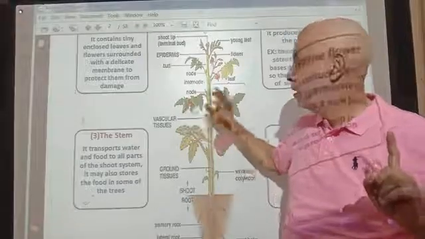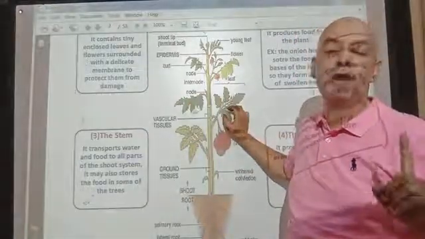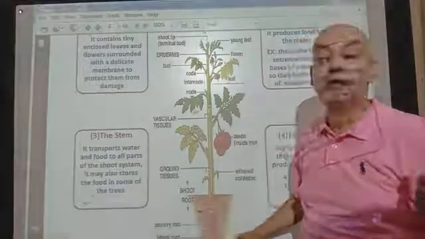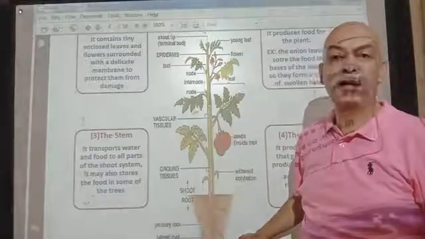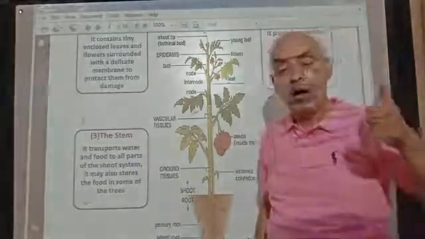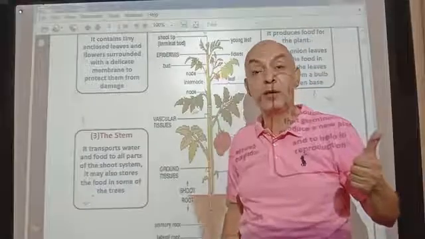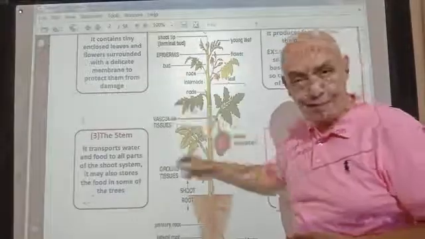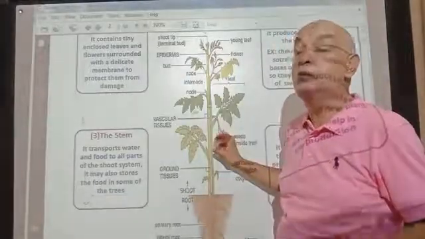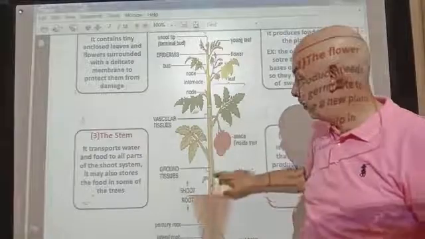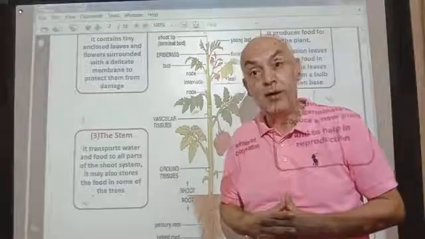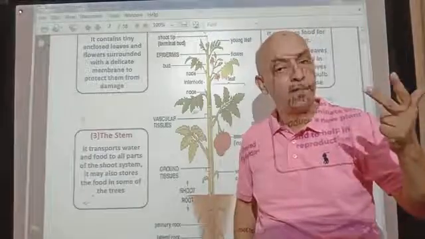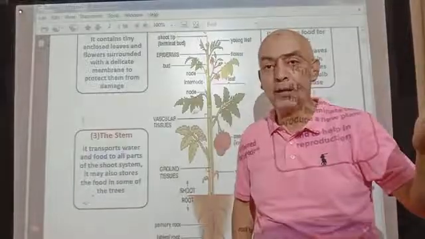One last time, most of the flowering plants consist of two main parts. Number one, the root system, which grows downward under the soil, and is responsible for absorbing water and minerals from the soil and fixing the plant in the soil. Number two, the shoot system, which consists of many parts. The most important part of the shoot system is the stem. The stem carries on its body some important organs like leaves, fruit, flowers, buds, and the terminal bud.